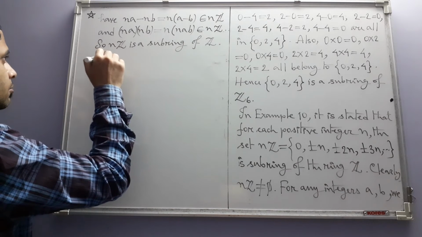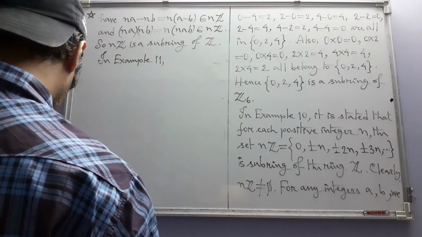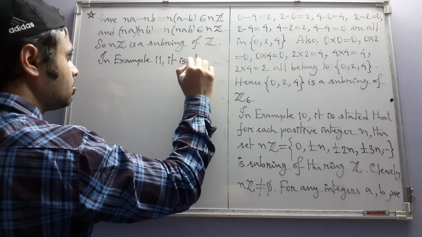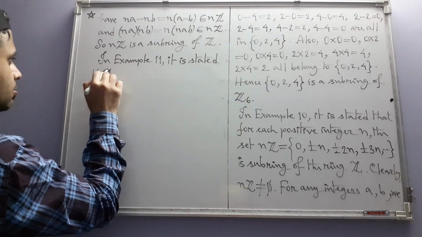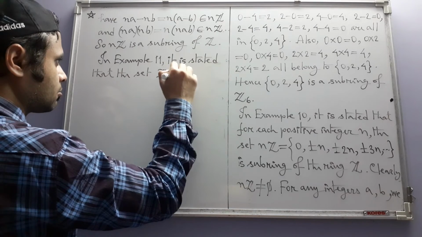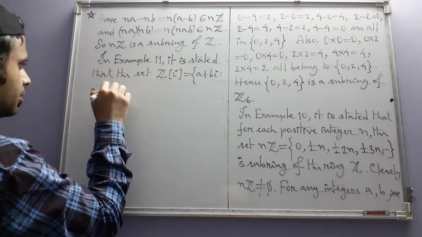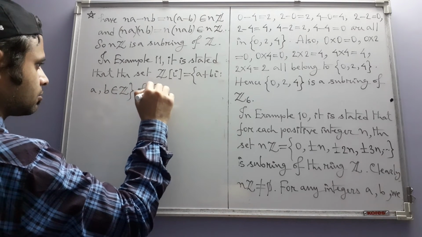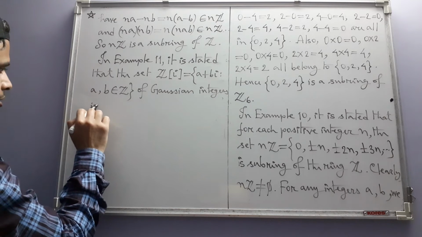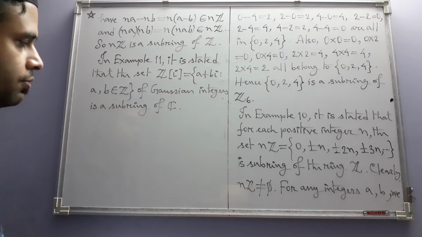Then in example 11, it is stated that the set of a plus bi, where a and b are integers, the Gaussian integers, is a subring of the ring of complex numbers.